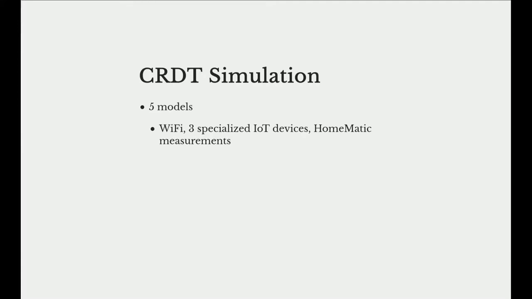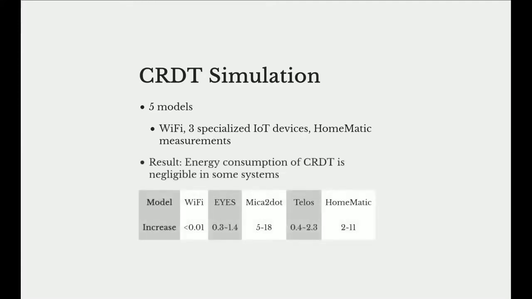The result of these simulations was quite surprising. We could see that, for example, in the Wi-Fi hardware case, the additional energy consumption that is introduced by using constant rate dummy traffic is actually negligible, because the idle power consumption of the system is so high that transmitting all those dummy packets doesn't even make a difference in terms of total energy consumption. For the other systems, there have been varying results.